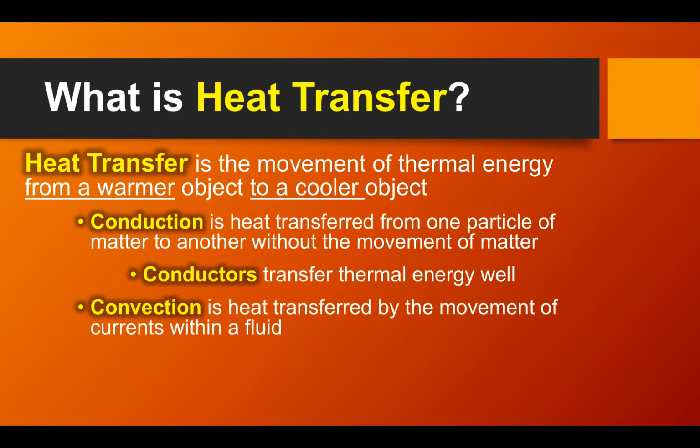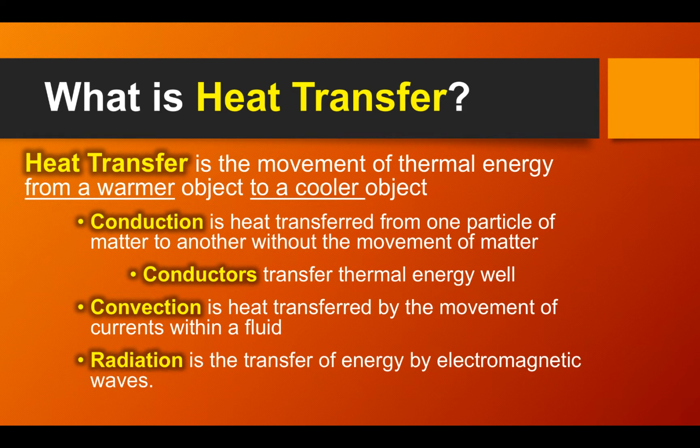Convection is heat transferred by the movement of currents within a fluid. So in our experiment, the aluminum bar in the cold water cup was radiating its heat into the cold water and causing the cold water to change its temperature. And this happened through convection. The heat was transferred from the aluminum bar to the water.